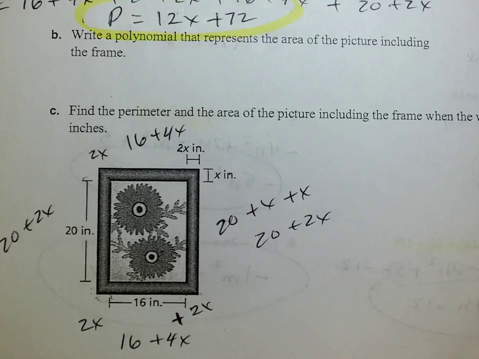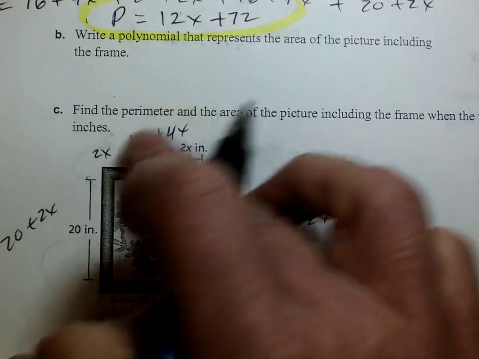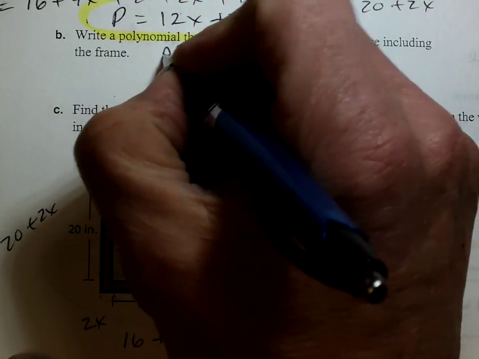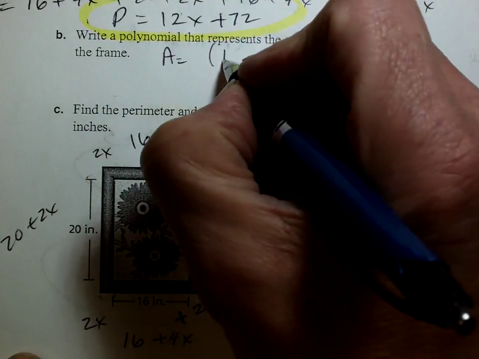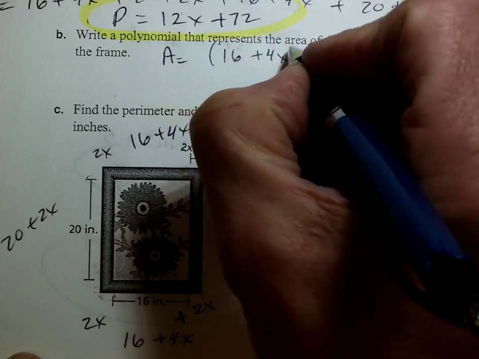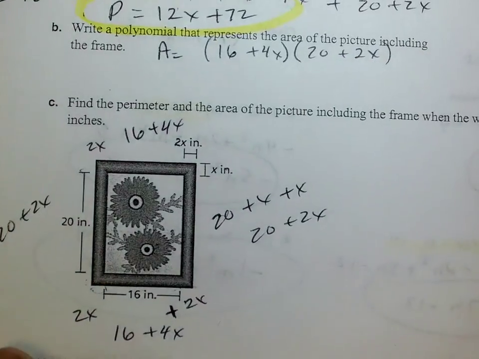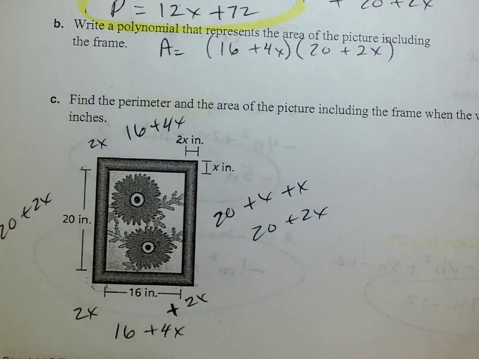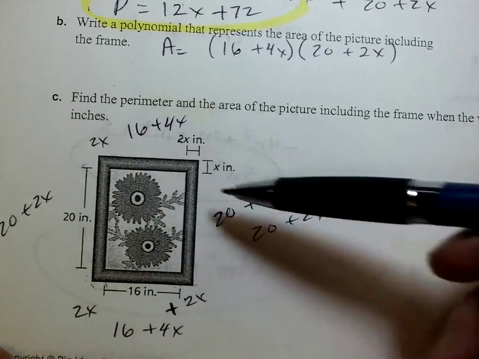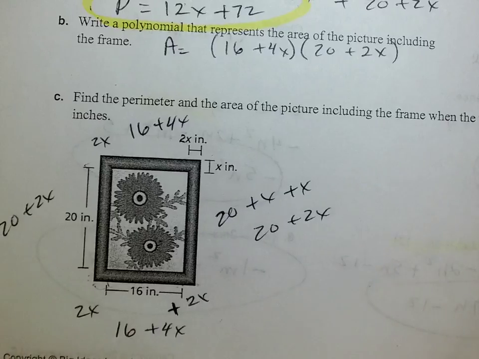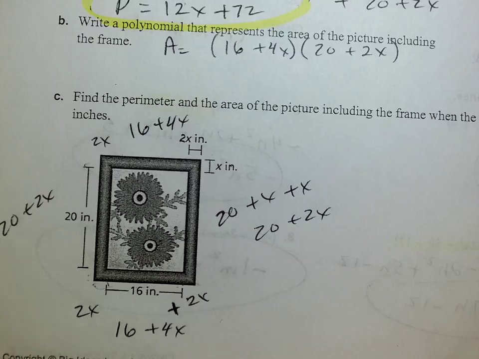Okay, the area. So how about the area? Now the area is going to be length times width. So the area is going to be 16 plus 4x times 20 plus 2x. Okay? So the area, length times width, is just 16 plus 4x times 20 plus 2x. Now this is the hard problem, right? But you're going to have the exact same type of problem tomorrow, slightly different. So the good news is you already have this. You can use this to help you get the hard problem tomorrow.